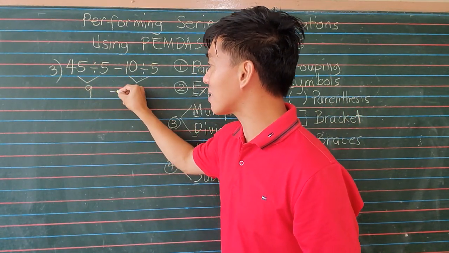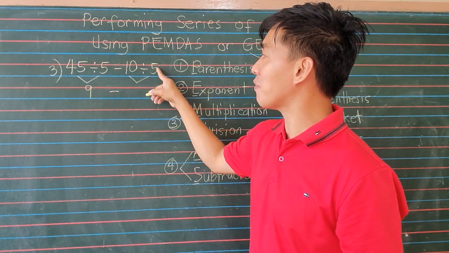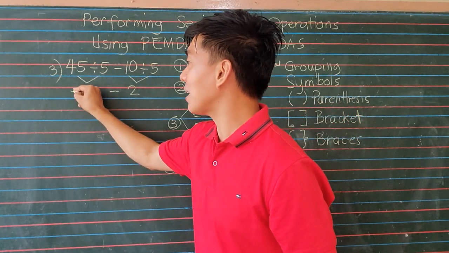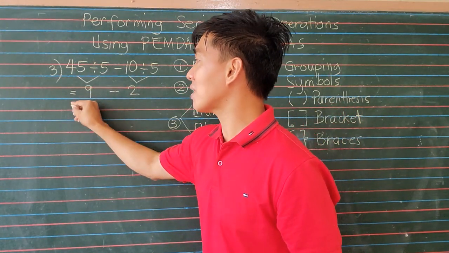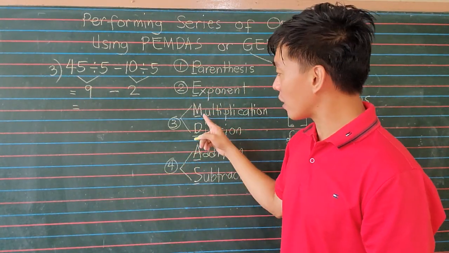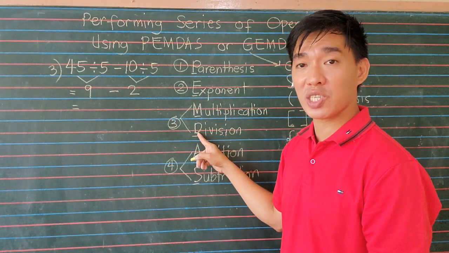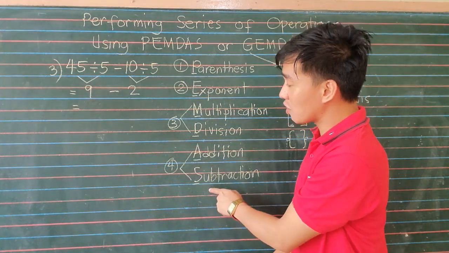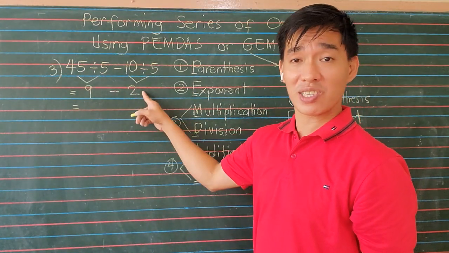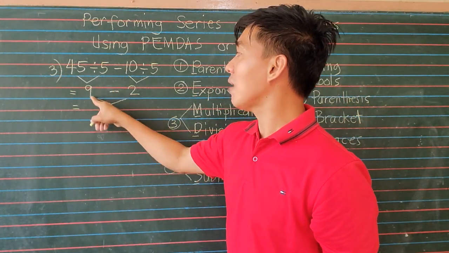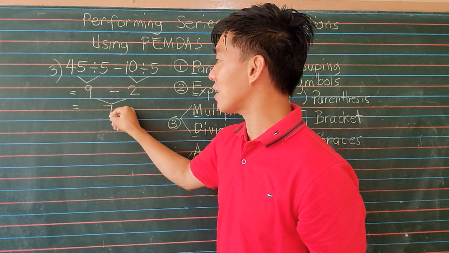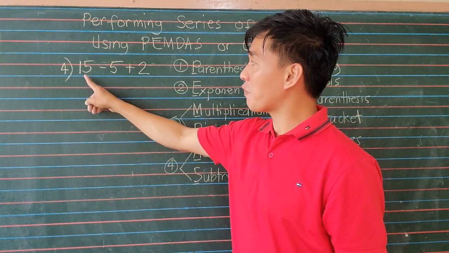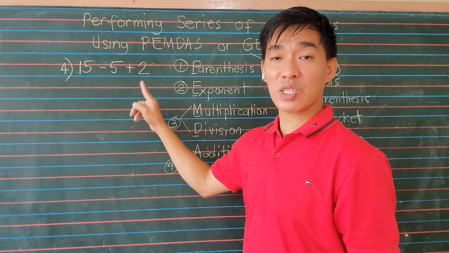Then copy the minus sign. 10 divided by 5, the answer is 2. So you have here now 9 minus 2. The next thing that we have to do is check if we still have multiplication and division. No more. So proceed to the next step. Do we have addition or subtraction? Yes, there's subtraction. So we have to subtract 9 minus 2. The answer is 7.